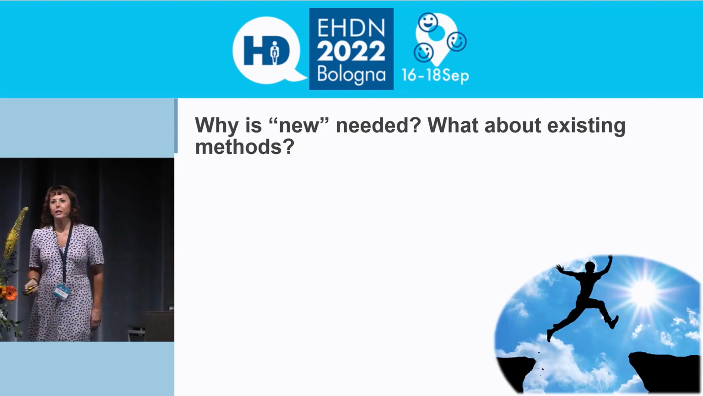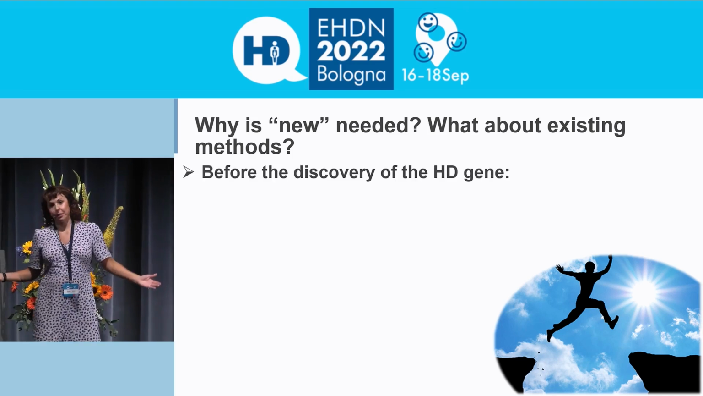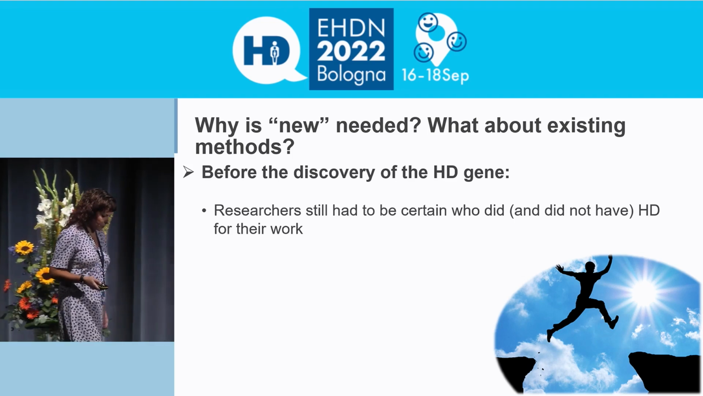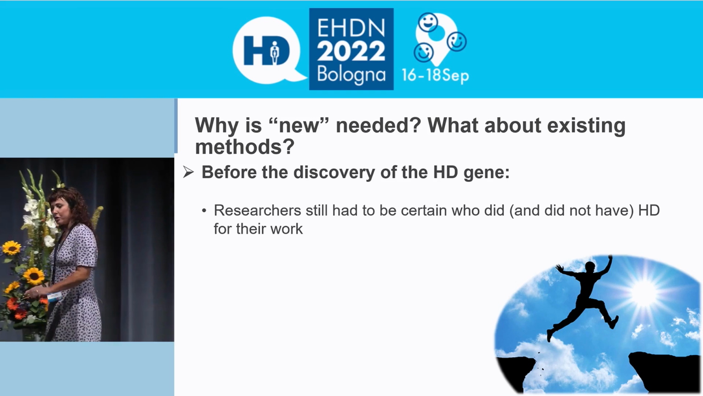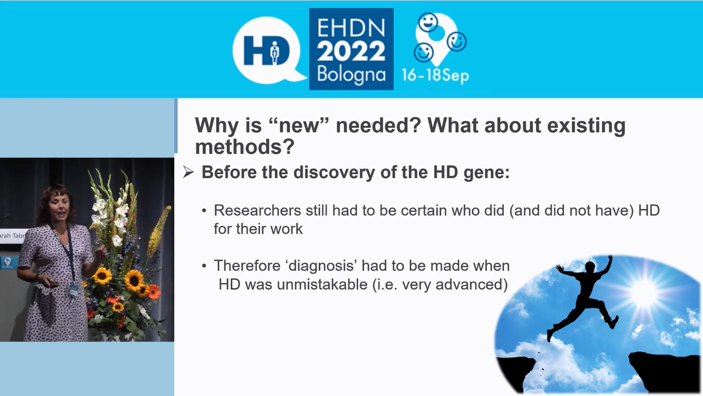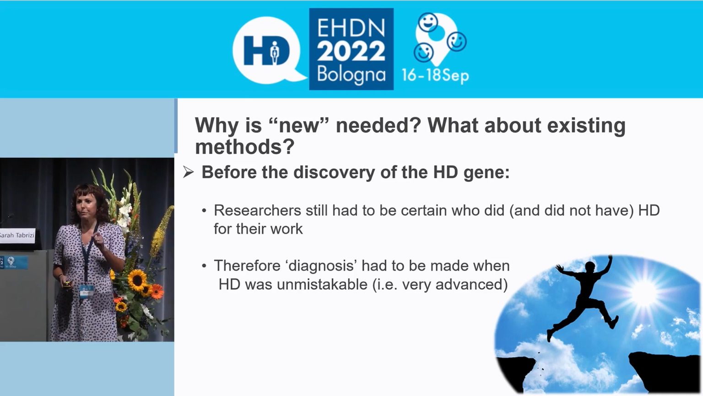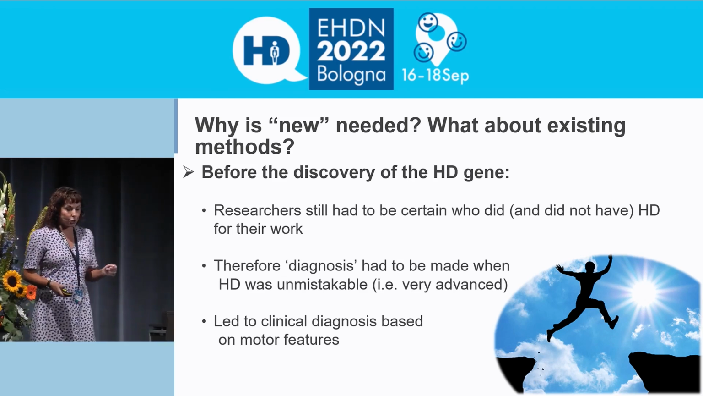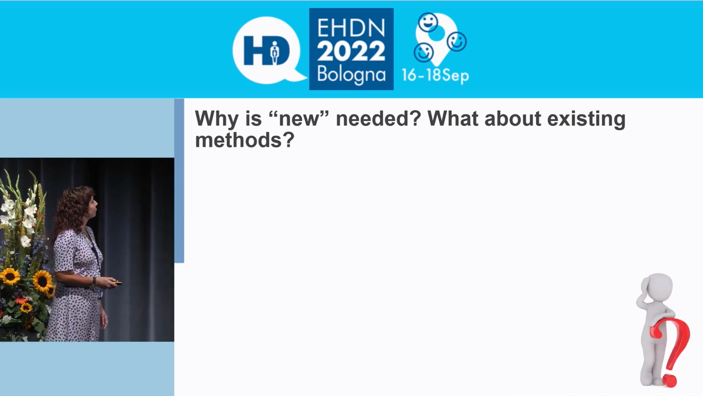So why do we need this in Huntington's disease? What about existing methods? Before the discovery of the gene, researchers still had to be sure who did or did not have the disease. I had a long and very interesting discussion with Anne Young recently at HDF about this. The diagnosis had to be made when signs and symptoms were absolutely unmistakable. And this led to a diagnosis on clinical features based on motor diagnosis.